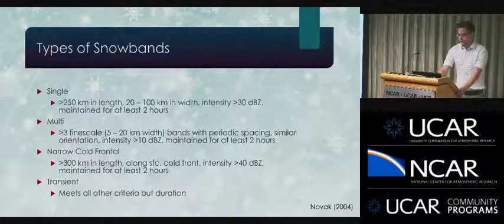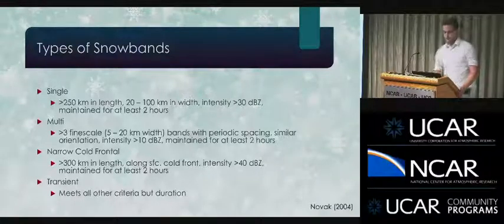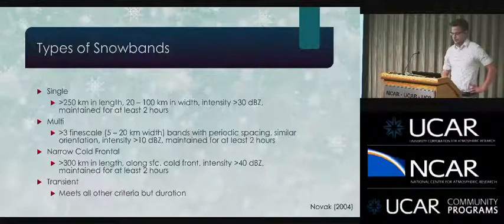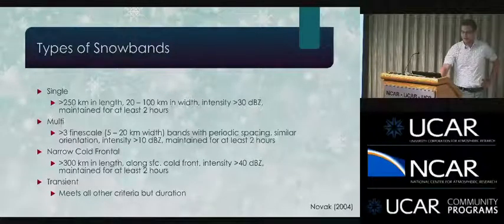And then we also have multi-bands, which are more fine-scale bands, so you have at least 3 fine-scale bands with periodic spacing, similar orientation, and a much lower intensity threshold, maintained for at least 2 hours again. And then there's narrow cold frontal, which is over 300 kilometers in length, and is more looking at its position relative to a cyclone, so it's along a surface cold front. It has a minimum intensity of 40 dBZ. And then there are transient bands, which are basically just all of the bands that meet all of the other criteria except for the 2-hour duration minimum.